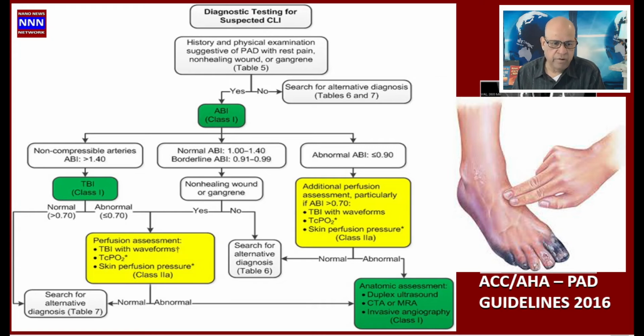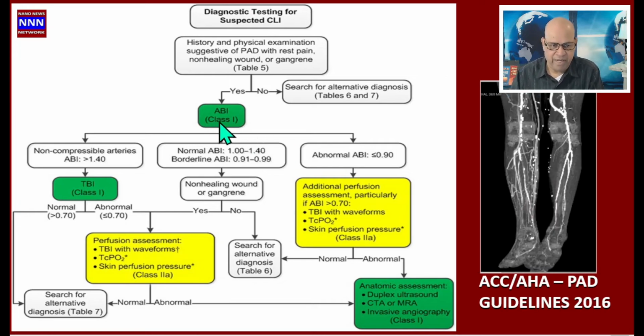So in these patients, we can do an ankle brachial index, but I would move straight on to a diagnostic test such as CTA or MRA to determine if they have a significant abnormality. Of course, we do the ankle brachial index. If it's less than 0.9, that's what we are concerned about.